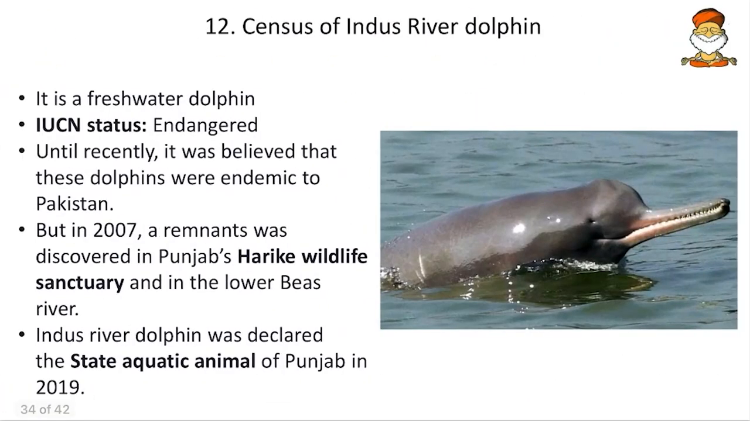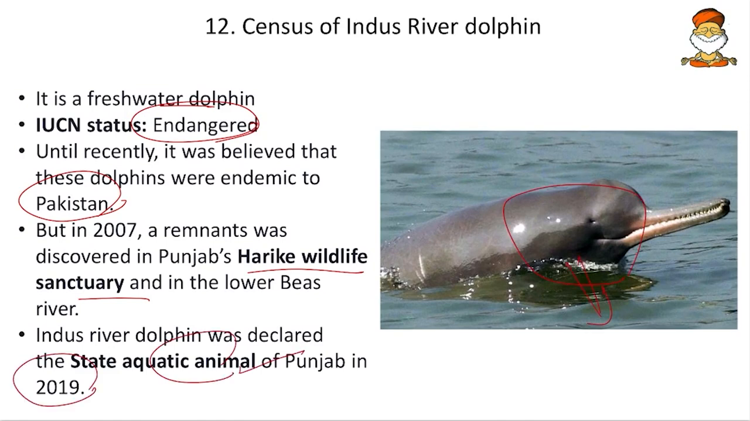And then coming to a brief description of the Indus River dolphin. It is a freshwater dolphin, obviously, and it is endangered. Until recently, it was believed that these dolphins were endemic to Pakistan only. But in 2007, remnants of these Indus River dolphins were discovered in Punjab's Harike Wildlife Sanctuary, or Harike Wetlands. And Indus River dolphins were declared as the state aquatic animal of Punjab in 2019. So remember this. Here we can see the Gangetic dolphin. Have a brief comparison between the Gangetic and Indus River dolphin. Gangetic dolphins are a bit darker in color, their eyes are a bit more matured, and their mouth is straight. It is not curved, just like the Indus River dolphin.